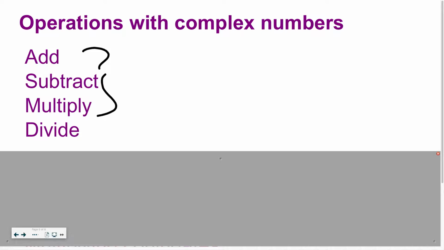So, reminder, check your answers right now. They should always look like a plus bi. You should never have an i squared, an i cubed, or any other value in your answer. You should always have your real part first and your imaginary part second.